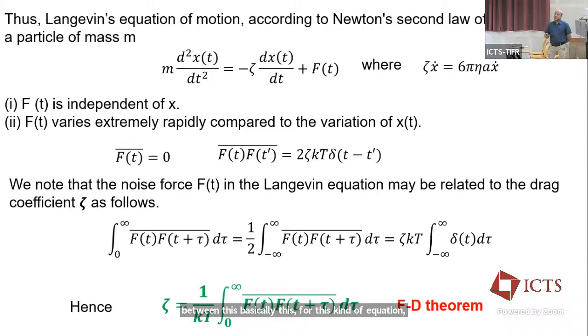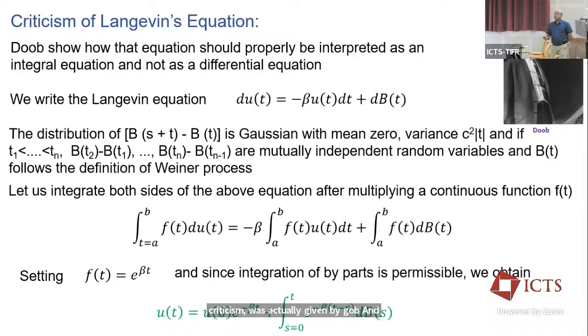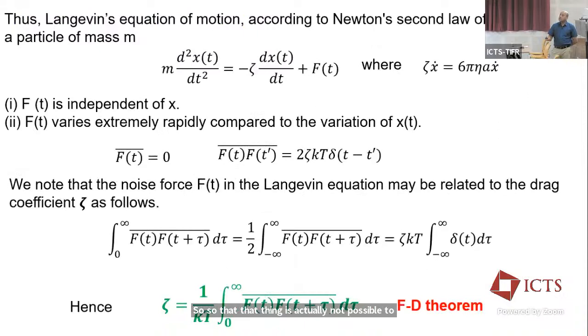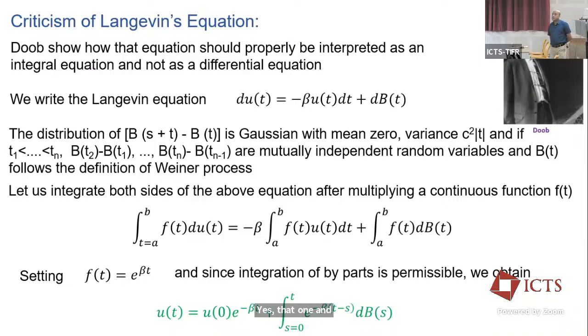This particular criticism was given by Doob. The independent nature of this random force, even at small time scale, is very difficult to realize. We cannot say it in that way. And second, F(t) is delta function correlated. Doob criticized this kind of problem.